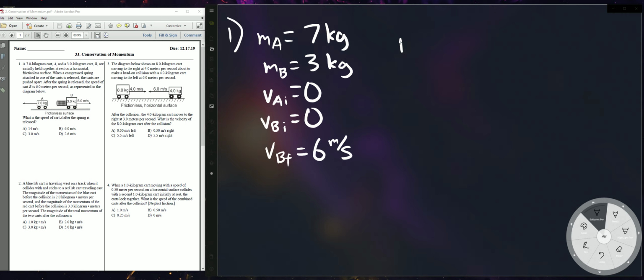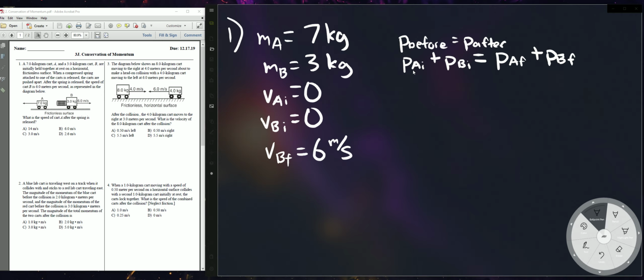Well, then we know momentum before is equal to momentum after. Alright, and we know that PAI plus PBI, so the initial momentum of A plus the initial momentum of B, is equal to the final momentum of A and the final momentum of B. And we know the formula for momentum is P is equal to MV. So right now we're just going to be substituting everything.